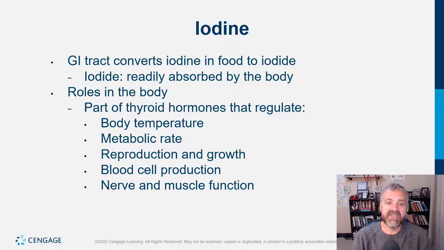So iodine's key function is that it's part of thyroid hormone, which, you see here, is very busy. It regulates body temperature, metabolic rate, reproduction and growth, blood cell production, nerve and muscle function. We think of thyroid hormone, we think of metabolism, but thyroid hormone basically signals to the body that you have enough energy to do things like grow and reproduce. So thyroid hormone is way more important than you may think.